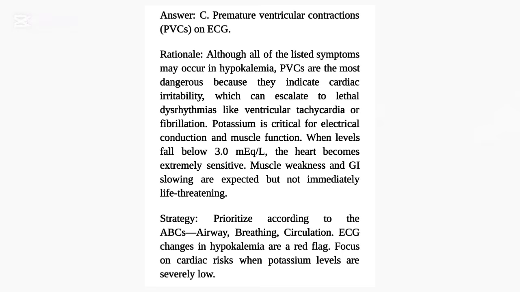Rationale: although all of the listed symptoms may occur in hypokalemia, PVCs are the most dangerous because they indicate cardiac irritability, which can escalate to lethal dysrhythmias like ventricular tachycardia or fibrillation. Potassium is critical for electrical conduction and muscle function. When levels fall below 3.0 milliequivalents per liter, the heart becomes extremely sensitive. Muscle weakness and GI slowing are expected, but not immediately life-threatening.